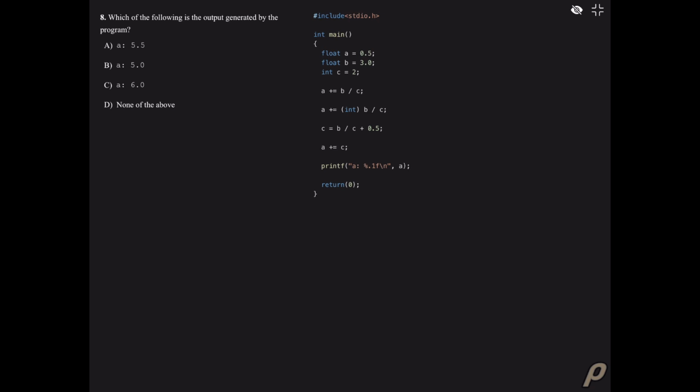We got question 8 here. Question 8, another coding question. Which of the following is the output generated by the program yet again? All right, so let's keep track of our variables here. We got A, B, and C. So we know A is 0.5, B is 3.0, and C is an integer with a value of 2.